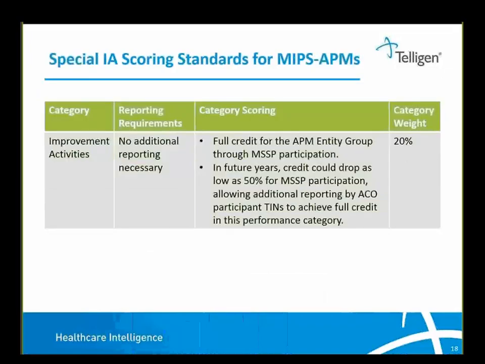Now, as participants in an APM, for the 2017 performance year, CMS has deemed special and MIPS APM scoring a full credit for the improvement activities category, or 20% for them. Because if you remember, they are weighted a little bit higher in this improvement activities category. So, again, CMS derived those assigned points by reviewing those MIPS APM participation agreements, and they determined that the improvement activities required are a function of participation in the APM, so they get full credit for that.